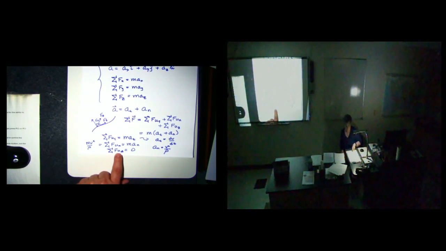What are your values on those arrows right there? It's hard to see what they are. It's like f of n, f of b, and f of t. F of t, F of n, f of b, and f of t. Right. This is normal, tangential, and that's perpendicular to the normal and tangential.